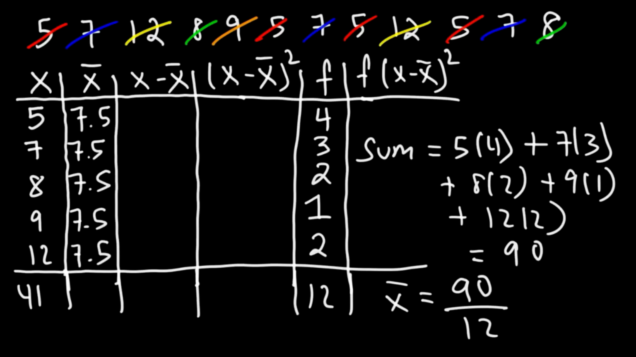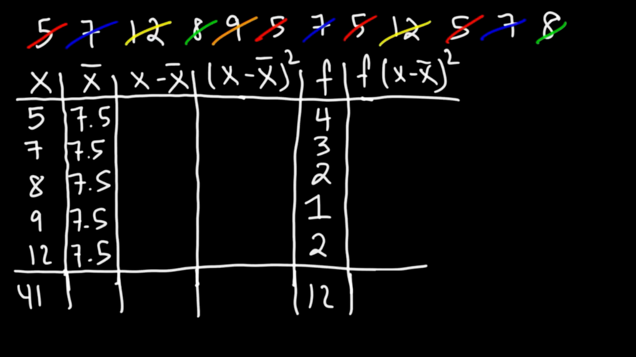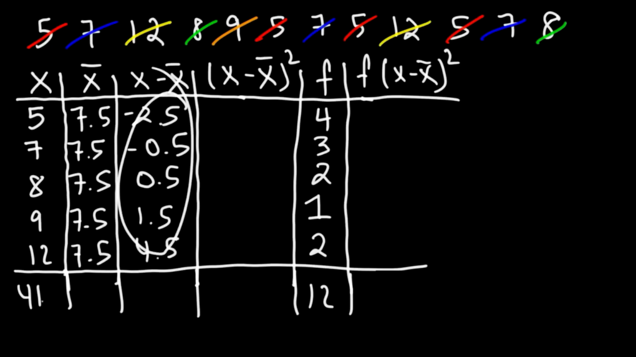Now that we have the mean, we can calculate the deviation. 5 minus 7.5 is negative 2.5. 7 minus 7.5 is negative 0.5. 8 minus 7.5 is 0.5. 9 minus 7.5 is 1.5. 12 minus 7.5 is 4.5.